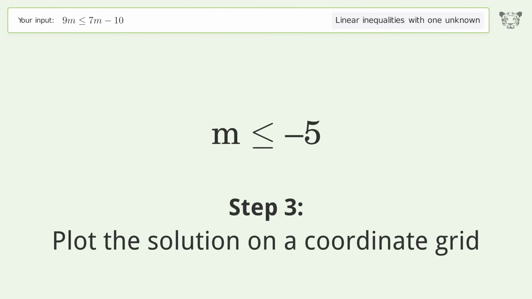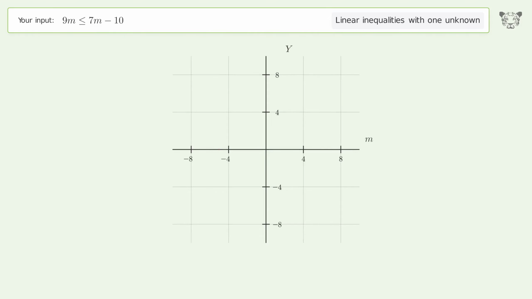Plot the solution on a coordinate grid. And so the final result is m equal or smaller than -5.